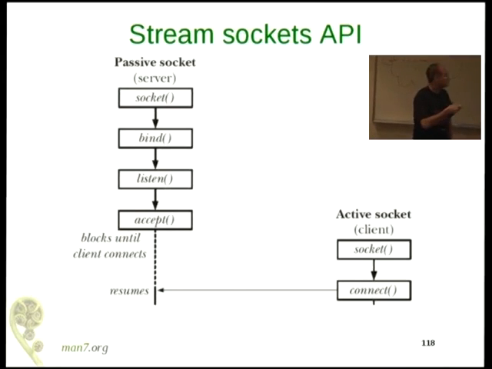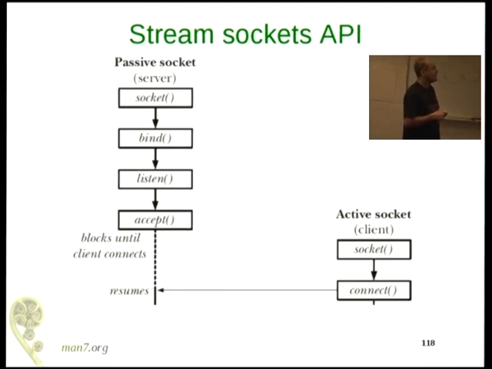To do stream-oriented communication with sockets, you normally have what are called an active and a passive socket. An active socket is the one who starts up the connection, if you like. The passive socket is the one that waits for a connection.